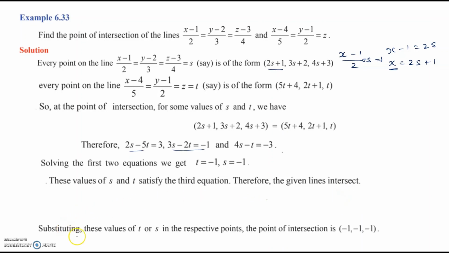Finally, substituting these values of t and s onto our respective equation here, the points here, we can bring about that minus 1 and minus 1 is the point of intersection.